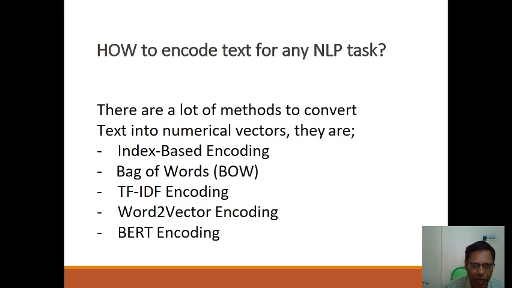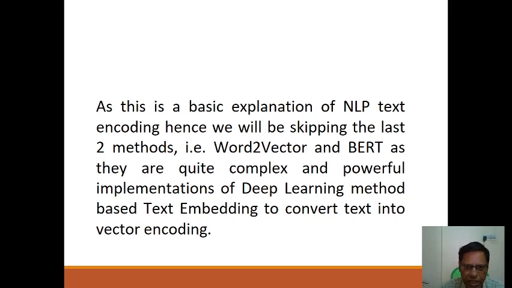How to encode text for any NLP task? How is the text going to be encoded with the different methods? They are index based encoding, bag of words, TF-IDF encoding, word to vector encoding, and BERT encoding. We'll see what the different encodings are and how they work. As this is a basic explanation of NLP text encoding, we will be skipping two methods, word to vector and BERT. Because we are at the initial stage of natural language processing, we will study the first three and eliminate the last two.